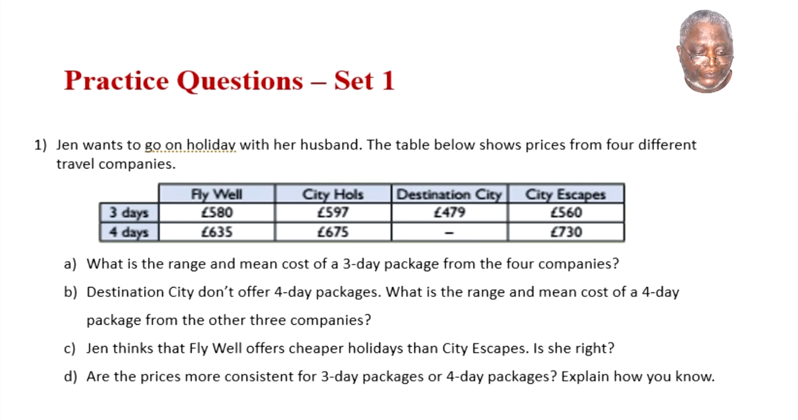A. What is the range and mean cost of a 3-day package from the 4 companies? B. Destination City don't offer 4-day packages, as I told you. What is the range and mean cost of a 4-day package from the other 3 companies? And then C. Jen thinks that Flywell offers cheaper holidays than City Escape.